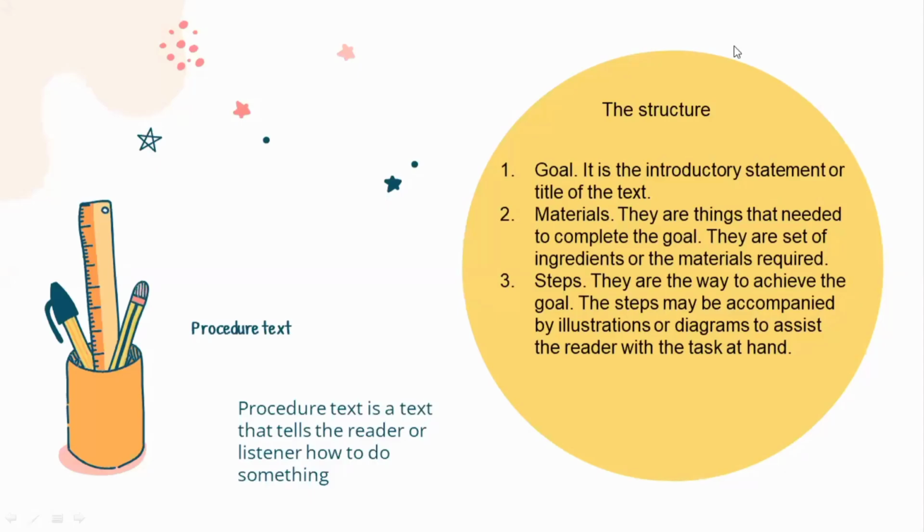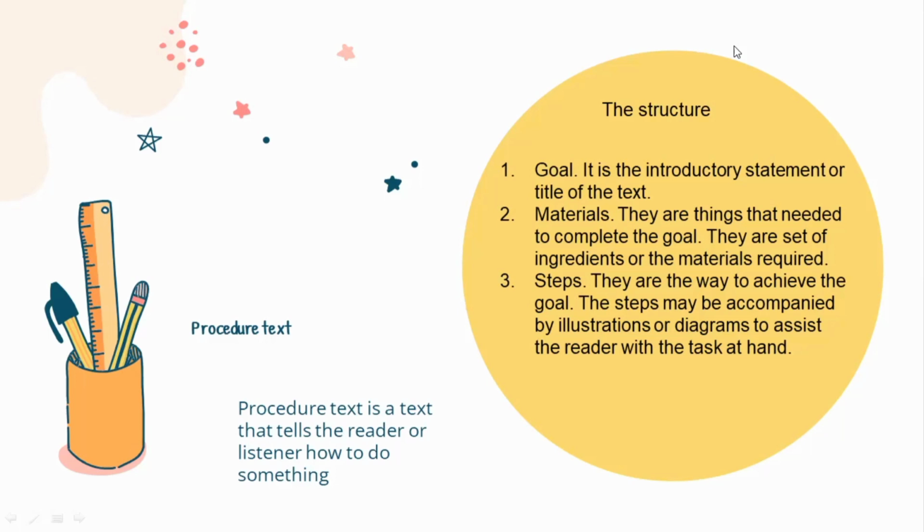And for the language features of procedure text, first, using action verbs. Verbs are in the simple present tense and also set as imperatives. For example, take 2 slices of bread. Second, using adverbs. Example, add the remaining ingredients slowly. Third, using temporal connectives. We can also use numbering to indicate sequence. For example, first melt the butter.